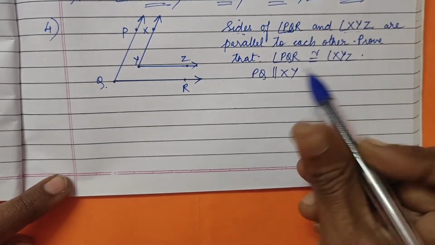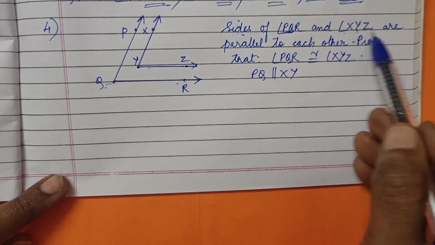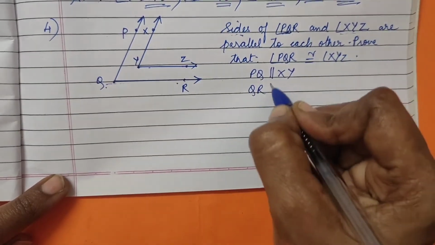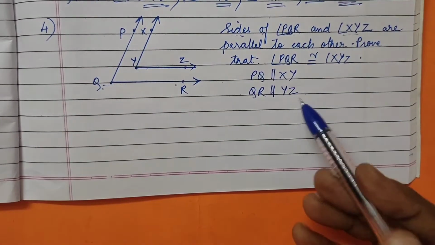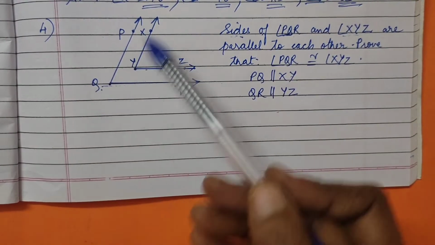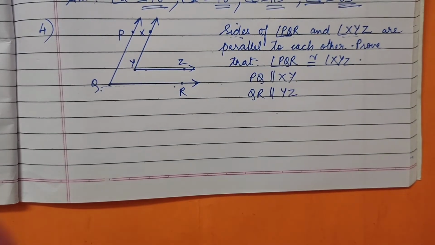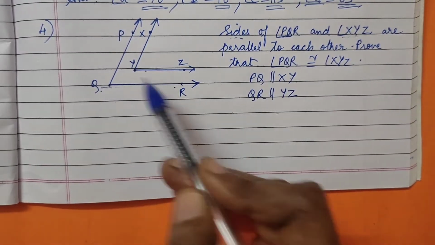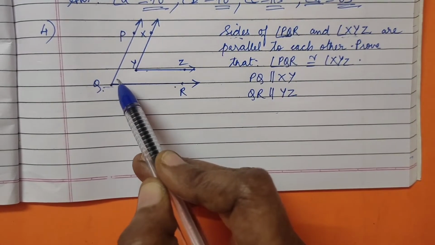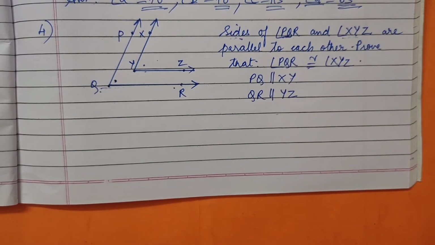Parallel to XY. And QR, this QR is parallel to YZ. So how many parallel lines are we having here? We are having two parallel lines: this is parallel to this, and this line is parallel to this. This is the meaning of this particular thing. Then they said prove that angle PQR is congruent to this angle, and we have to prove that.